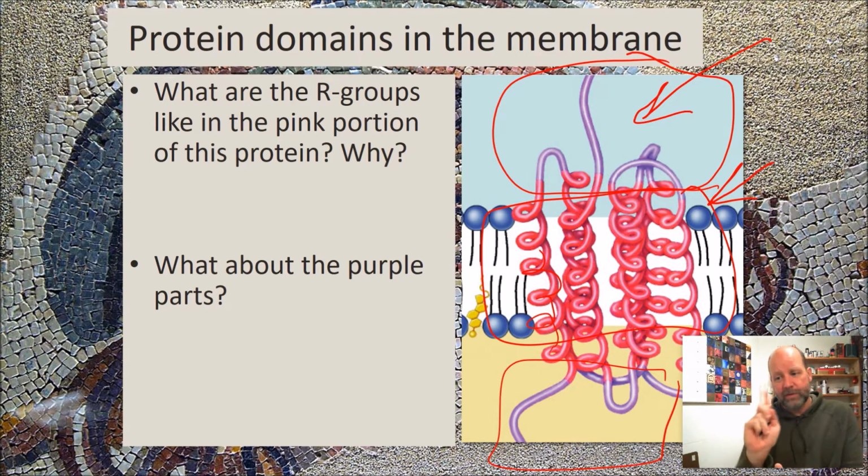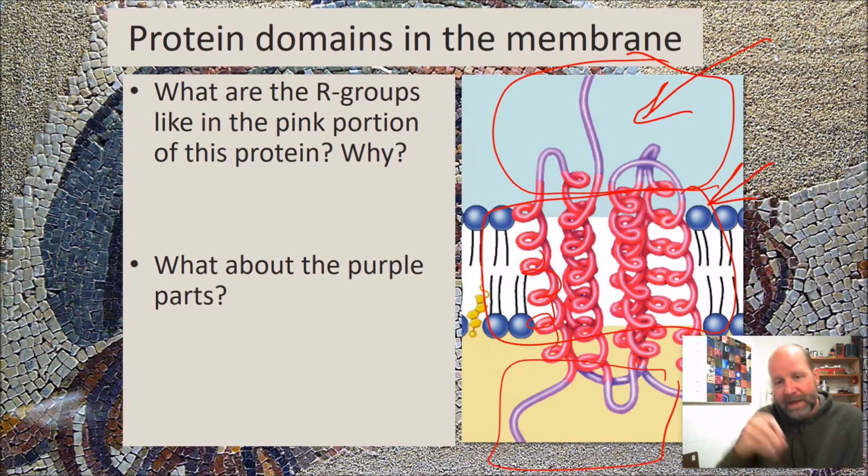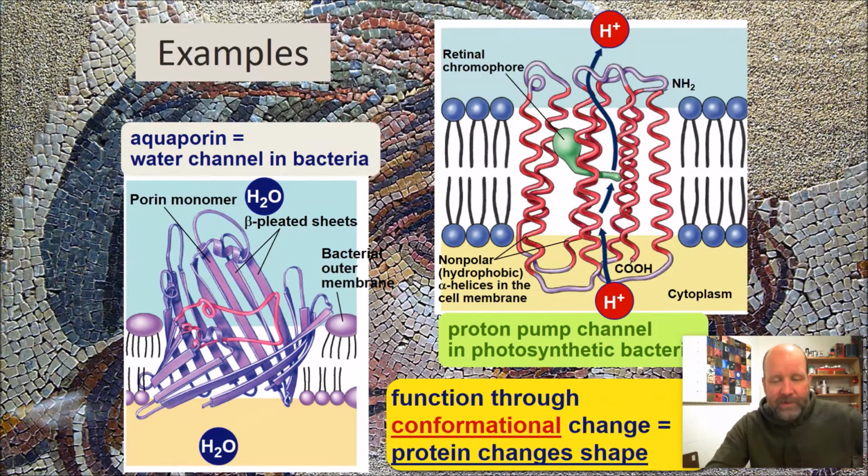So if you have a bunch of hydrophobic R groups on the outside, they're perfectly happy for that cylinder, for that spiral to be embedded in the cell membrane in that hydrophobic region. And so transmembrane proteins tend to have these alpha helices covered with hydrophobic, nonpolar R groups. And of course, the R groups in purple are going to be hydrophilic. Sometimes the same thing is done with beta-pleated sheets, which is what's shown here in this aquaporin.